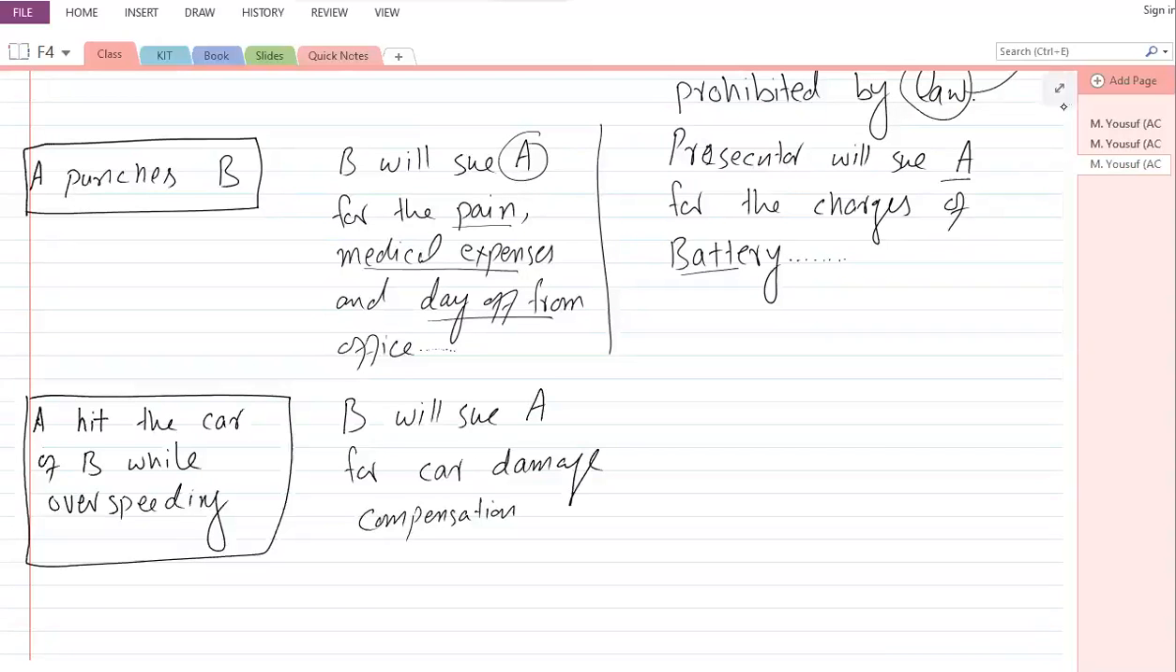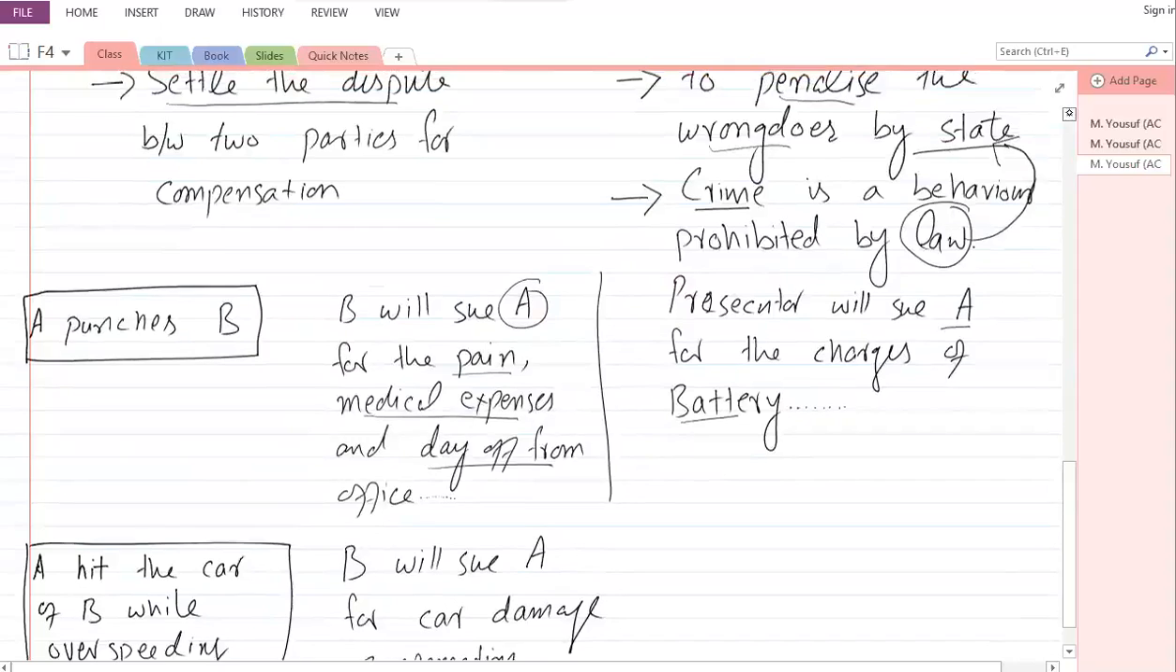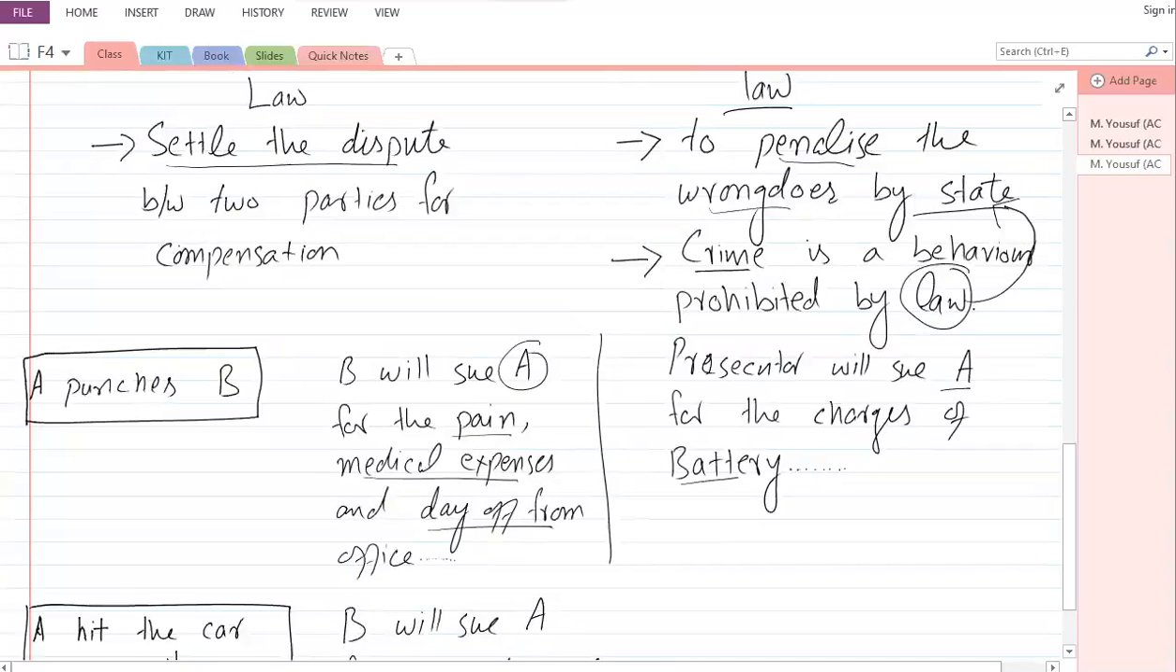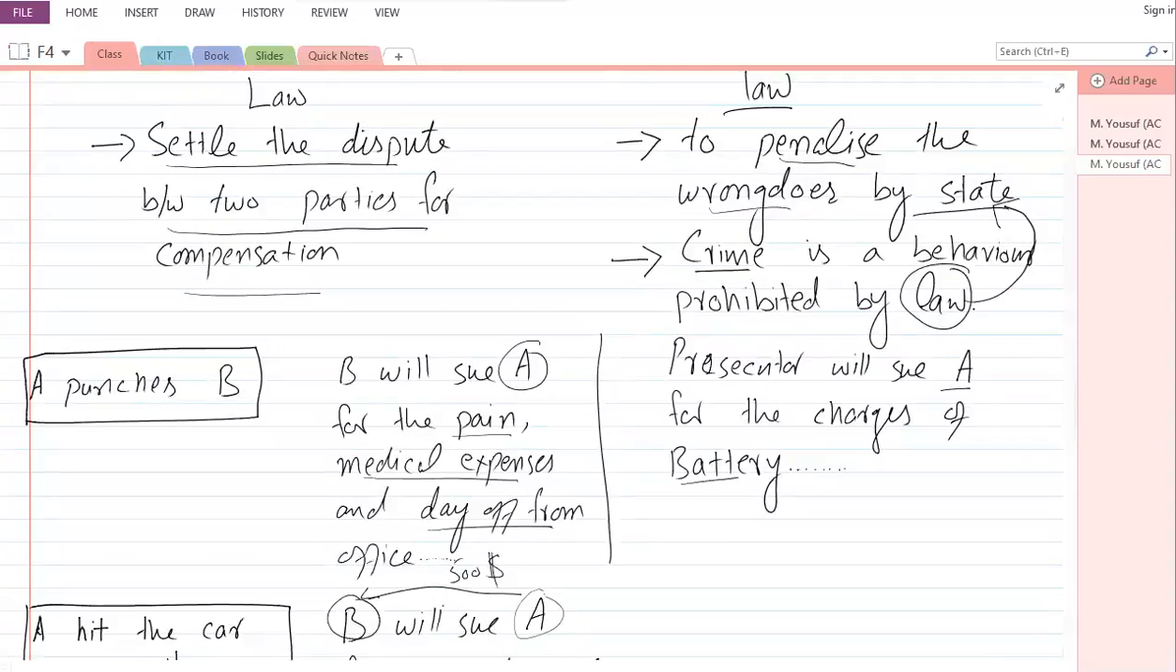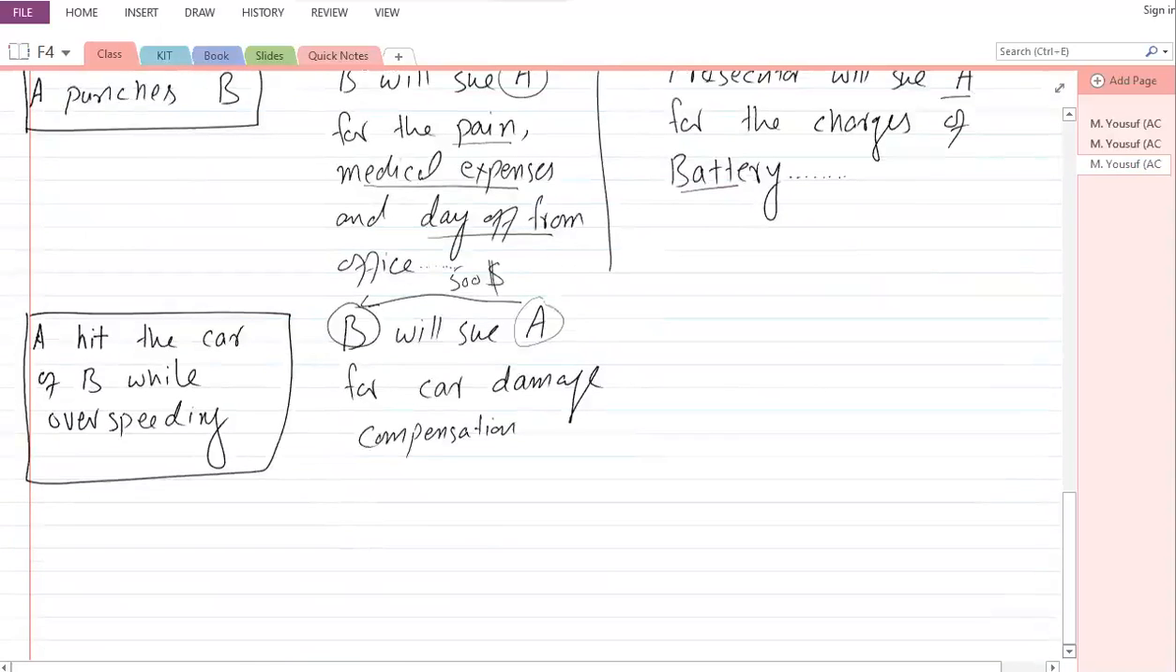So civil law, according to definition, is here to settle the dispute between two parties for compensation. So compensation will be paid by A to B and the dispute will be settled. For example, A has paid $500 for compensation and now B will change his car's bumper and headlights. So the dispute is settled between both persons. So this is civil law.